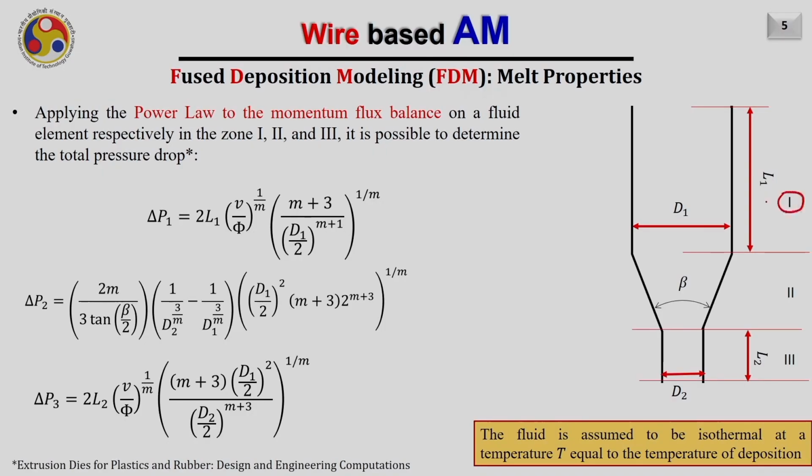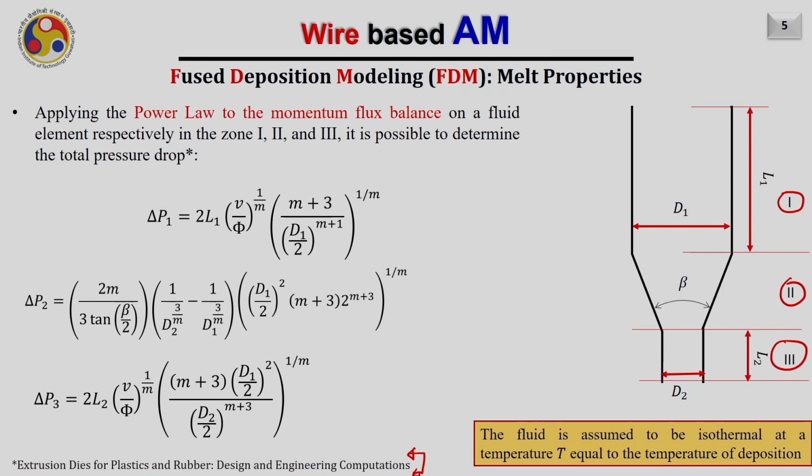So, usually by applying the power law to the momentum flux balance on the fluid element respectively in zone 1, zone 2 and zone 3, one can find out the pressure drop. I am not going into the detail of how this pressure drop can be obtained, but the interested students may refer to this particular book, which is particularly for designing the injection molds. It is Extrusion Die for Plastic and Rubber: Design and Engineering Computation.